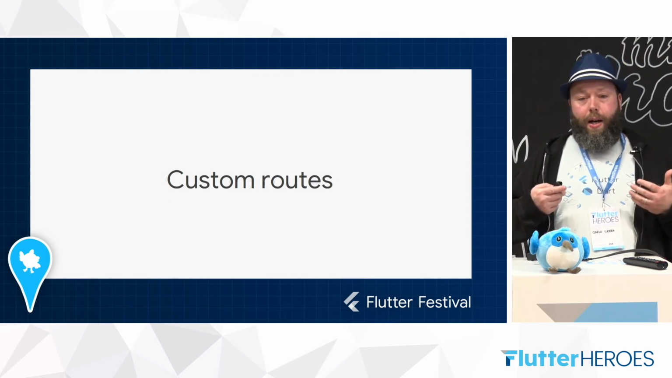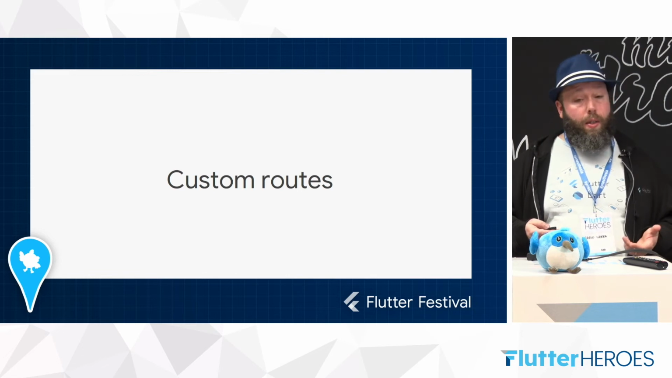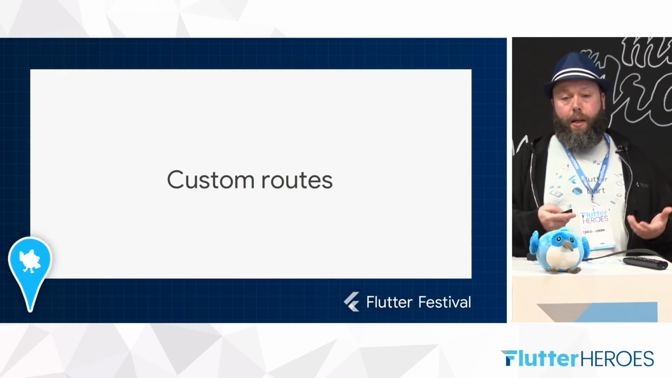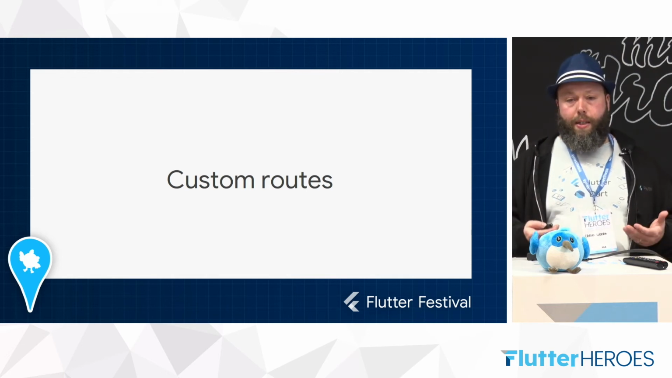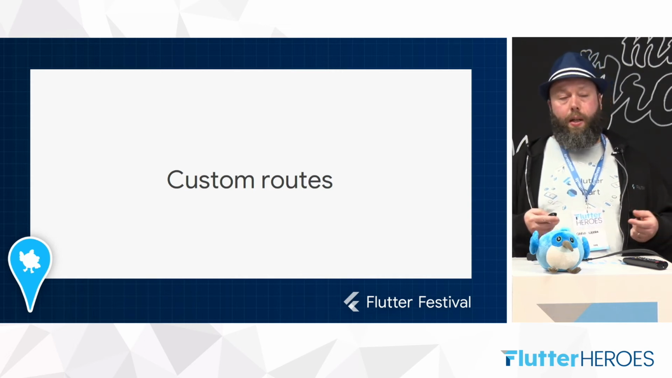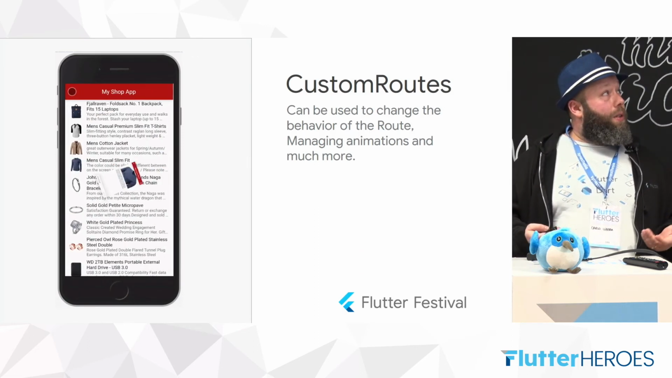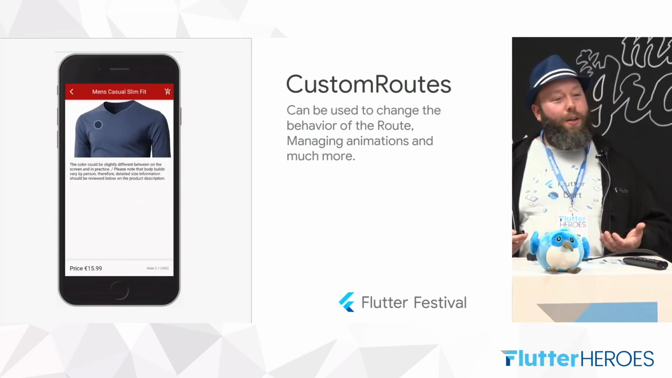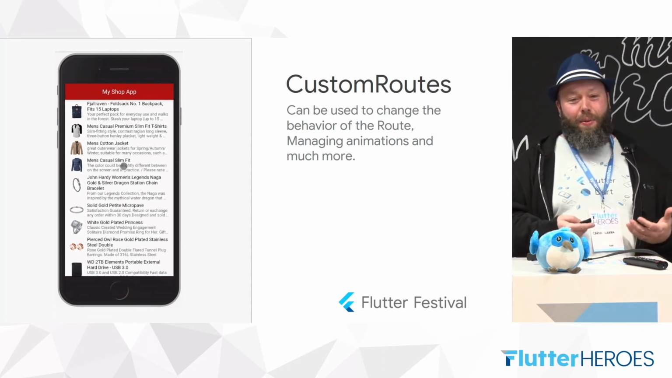Then we have custom routes. Until now, I used the material page route that is already defined, the material route that uses the common animation, for example, of transition when going from one screen to another. But we can really define any custom route.